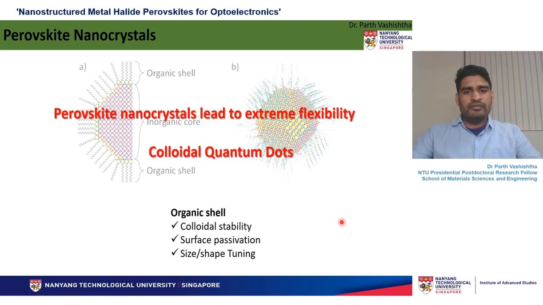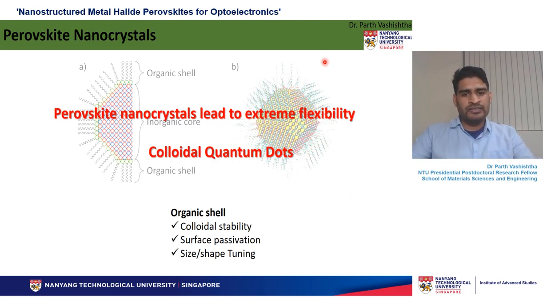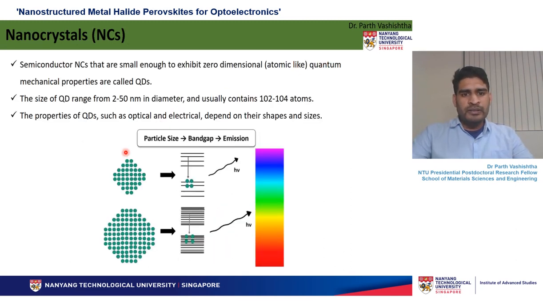But if you want to have a lot of tunability, a lot of flexibility, then we work on the perovskite nanocrystals. The advantage of perovskite nanocrystals is we can have an organic shell or some ligand which protects the nanocrystals, giving them stability, passivating their surface defects, and also changing the size and the shape of these nanoparticles. For example, if the nanocrystals are smaller in size, we will have blue emission. If they are bigger in size, we will have red emission. So we'll have a lot of flexibility if we make the nanocrystals.